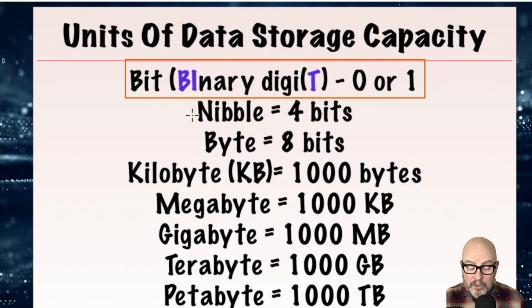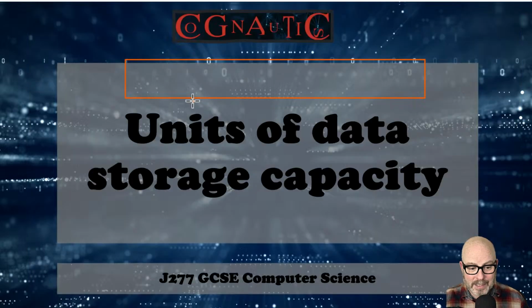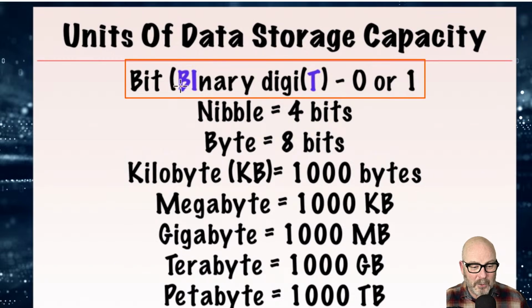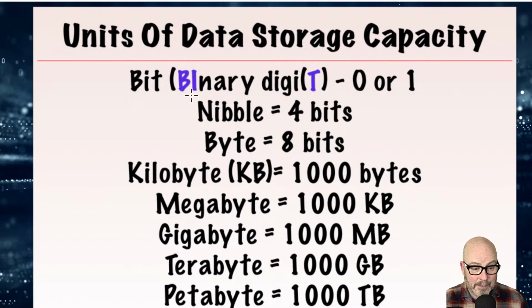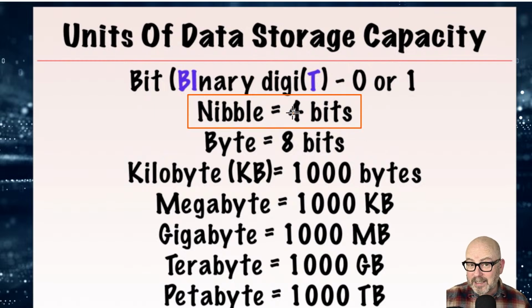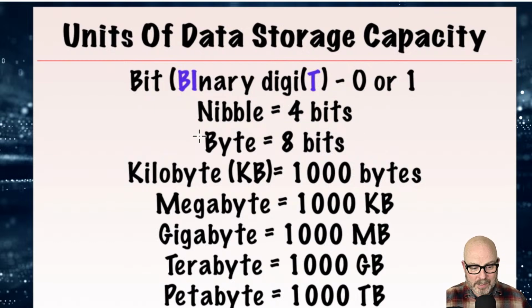Then you've got 4 times bigger than a bit is a nibble, which is here. Incidentally, hexadecimal numbers, 5D, 4F, each of those is a nibble, okay? So then you've got your byte, which is 8 bits.